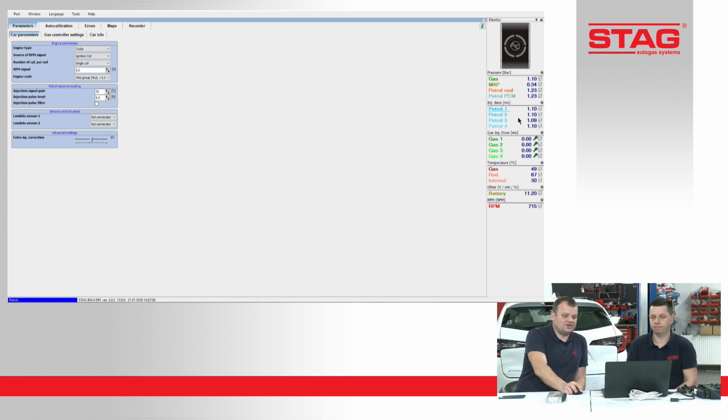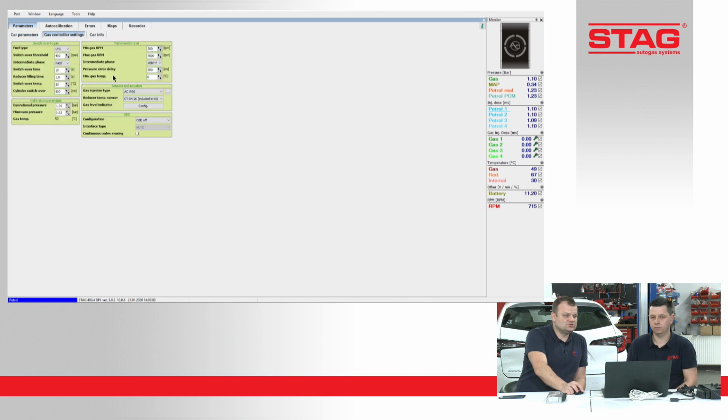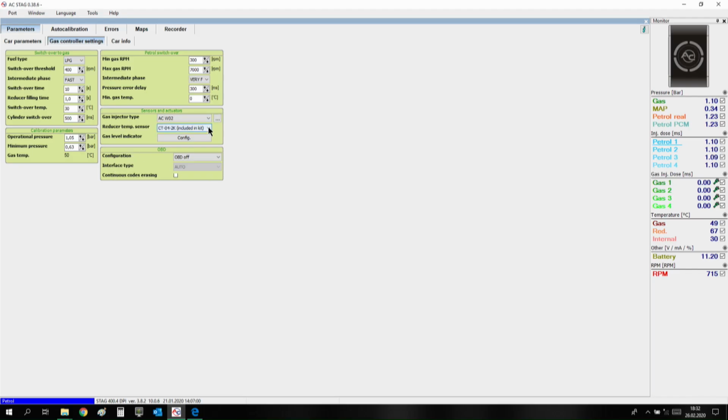So after conversion, if this is okay and this is okay, we just need to choose injectors, typically as in Qbox or Qmax. We have a list of injectors, so we can follow the injectors which are mounted in the car. The reducer temperature, of course, should be chosen properly. And for the basic steps, we can also check if the OBD reader is connected and everything is connected properly.